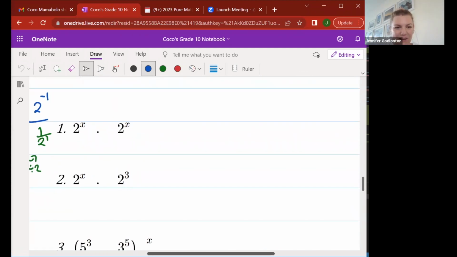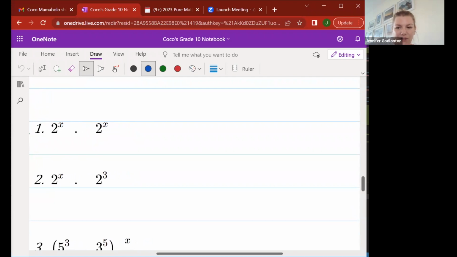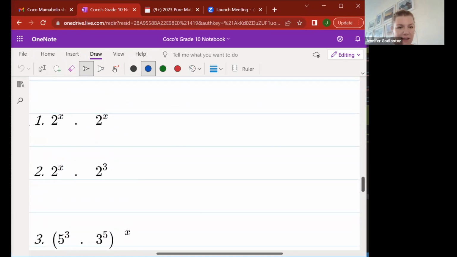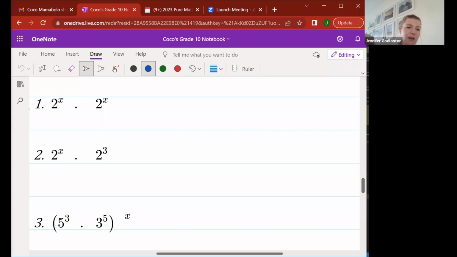Okay, so what we're going to look at now is a very similar thing, except our bases are just going to be numbers instead of variables. But I don't want you to panic. I want you to think about it in the exact same way. So in question 1, we've got 2 to the power of x times 2 to the power of x. Our bases are the same.